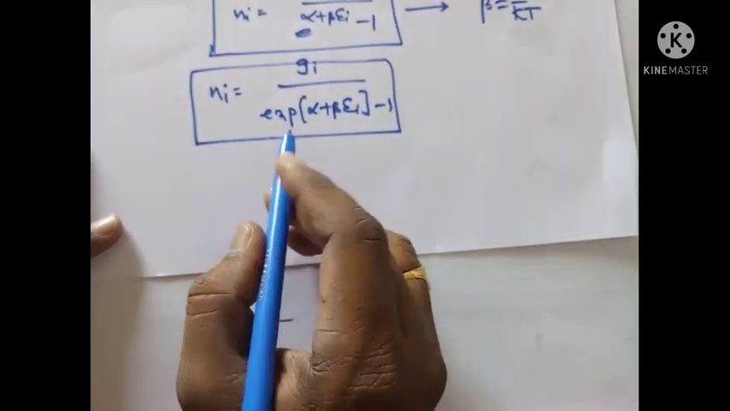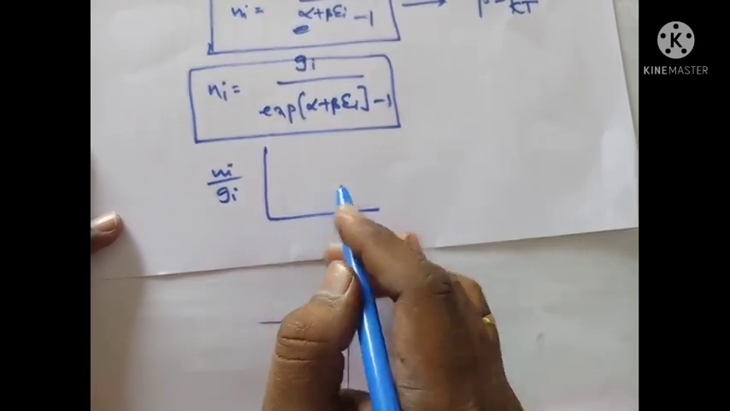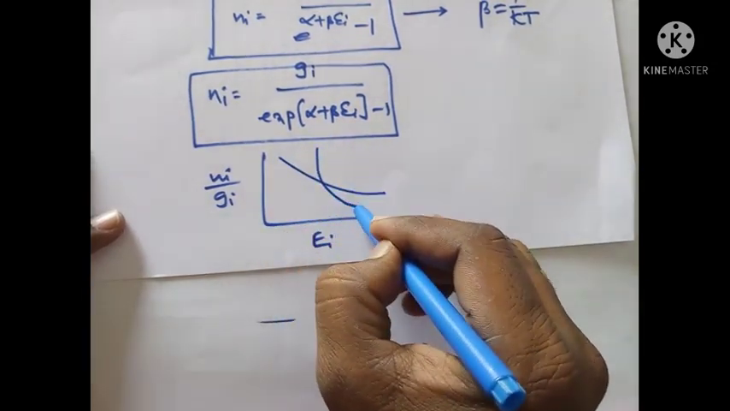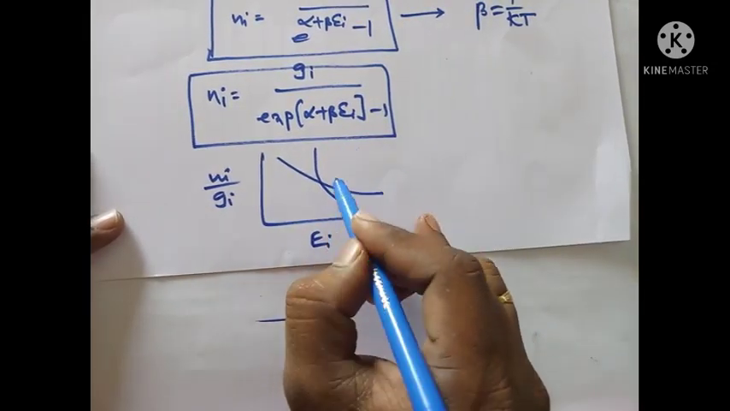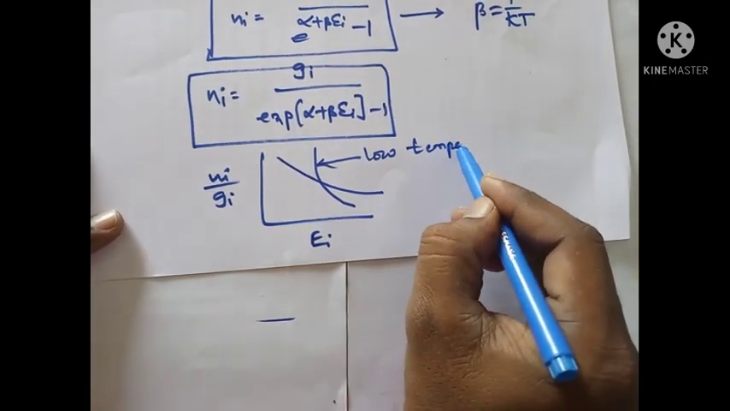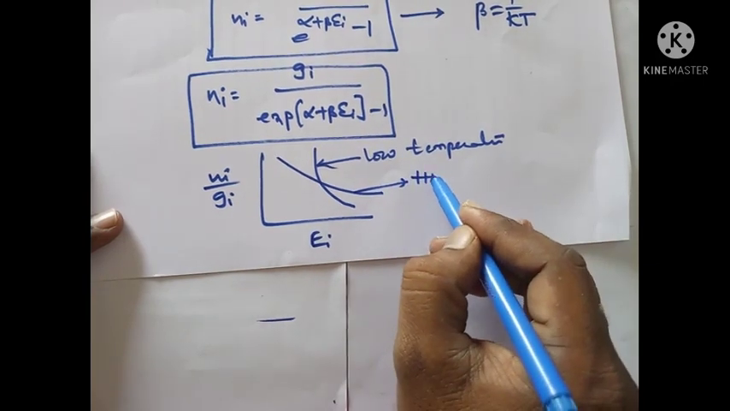If you take the plot of the number of particles ni by gi versus the energy ei, we'll get a curve like this, where this one represents the low temperature region, and this curve represents the high temperature region.